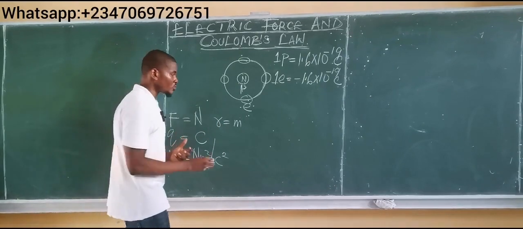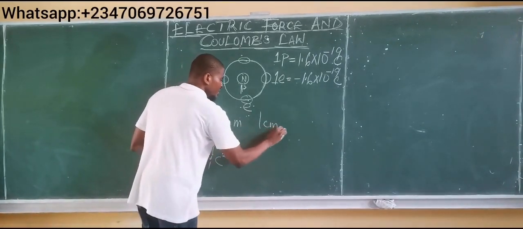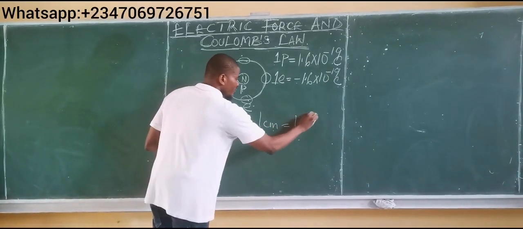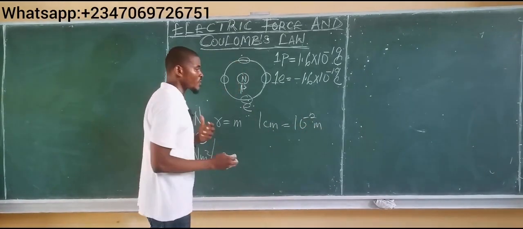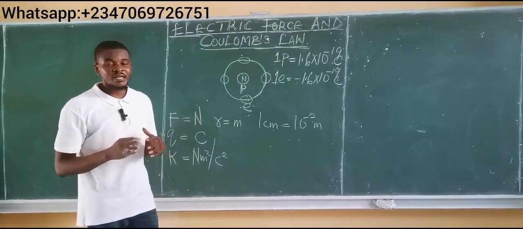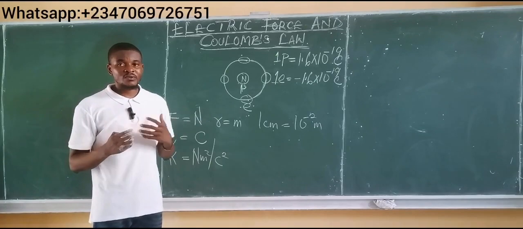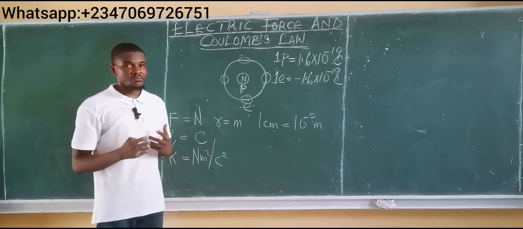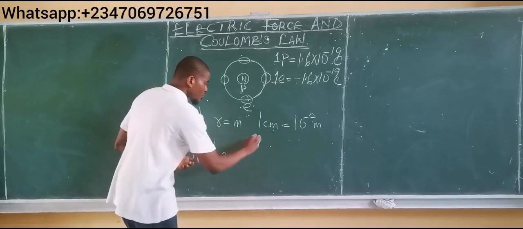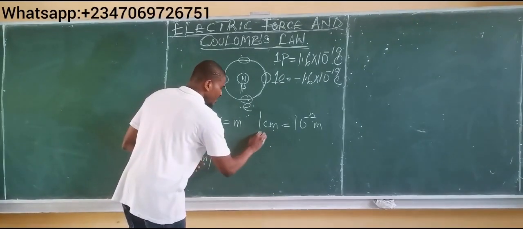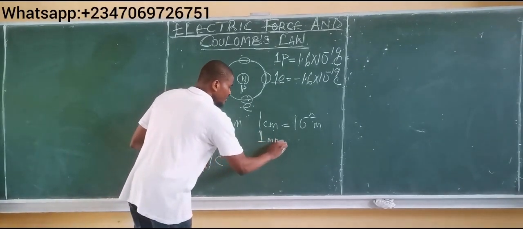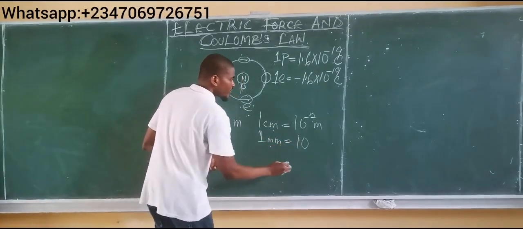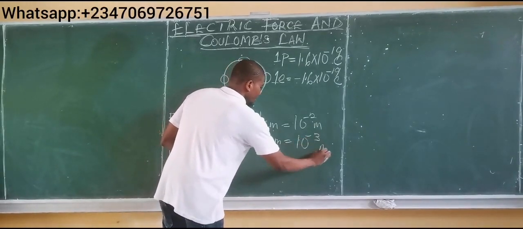So always be sure to know that 1 centimeter is equal to 10 to the power of negative 2 meters. When the distance is given to you in centimeters, it is usually wise to convert it to standard units. That is simply converting into meters. Sometimes the distance can also be given in millimeters. So keep it in mind, 1 millimeter is simply going to be 10 to the power of negative 3 meters.